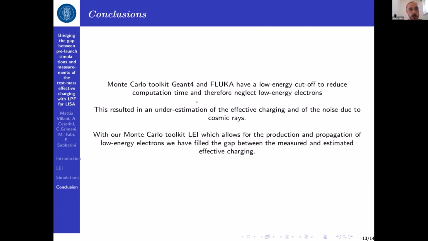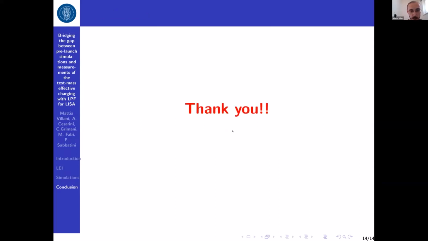So for my conclusion, the Monte Carlo toolkits Geant4 and FLUKA have a low energy cutoff to reduce the computation time, and therefore, as a result, neglect low energy electrons. This resulted in an underestimation of the effective charging in the early-day simulations. With our new Monte Carlo toolkit, which allows for the production and propagation of low energy electrons down to 10 electron volts, we have filled the gap between the measurements and the estimated effective charging. So that was it. Thank you for your attention.